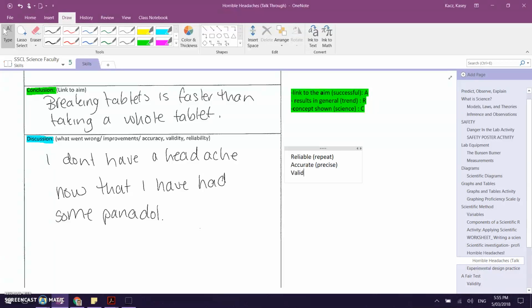And the last one is validity. I think that's the hardest one. That's got to do with it being a fair test. Did you keep things the same that might accidentally change the results? So if we were dissolving our tablets in water, but the water was hot in one beaker and cold in the other beaker, that's something that we haven't kept the same, so it's going to influence our results.